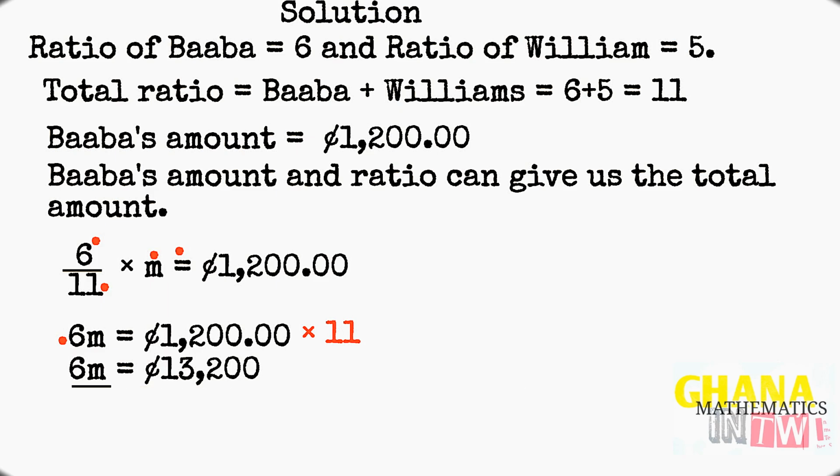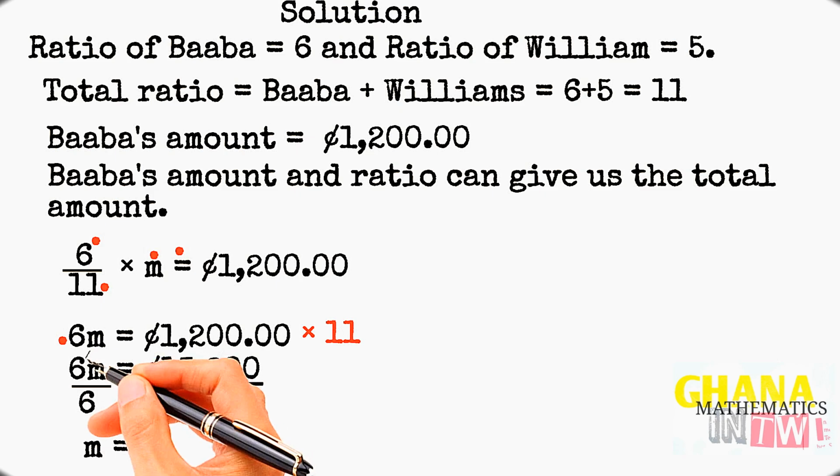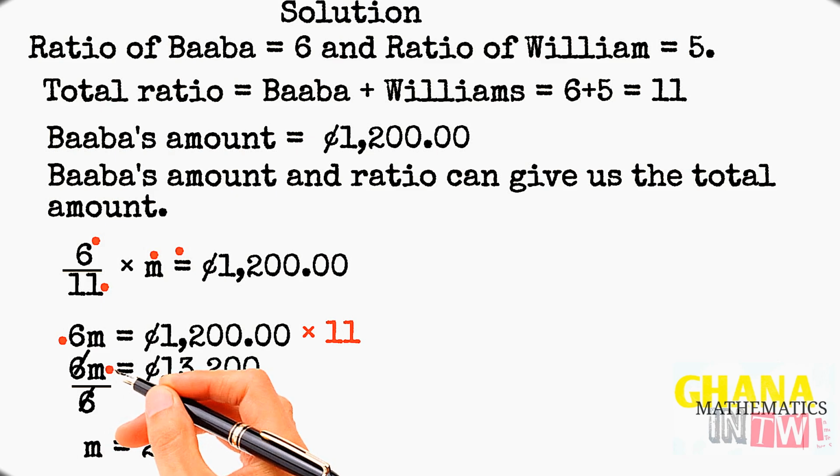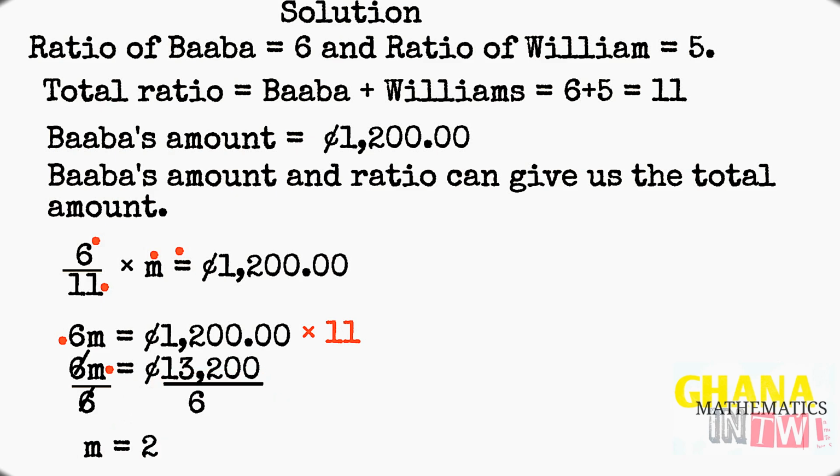Therefore, we divide both sides by 6, so the 6 cancels the 6 and m is equal to 13,200 divided by 6. 6 goes into 13 two times, 2 times 6 is 12, remainder 1. Bring down the 2 to make 12, 6 goes into 12 twice. Then we bring down the zeros. This is how I used to divide mathematically.